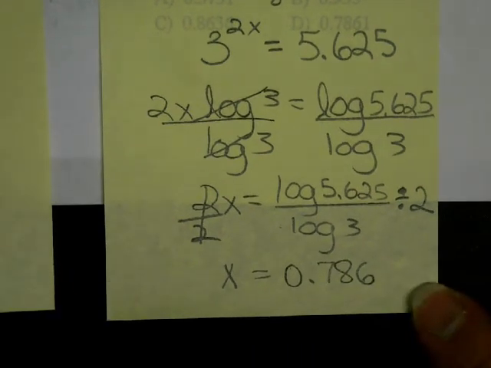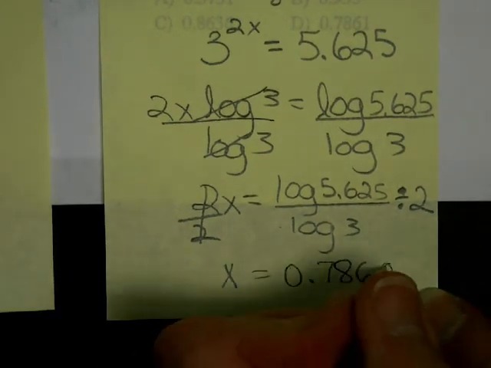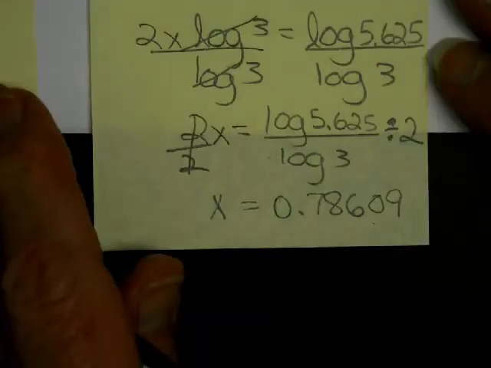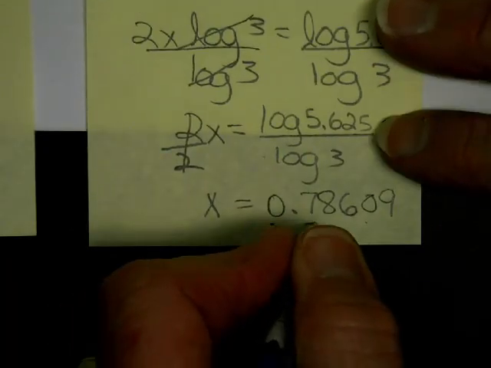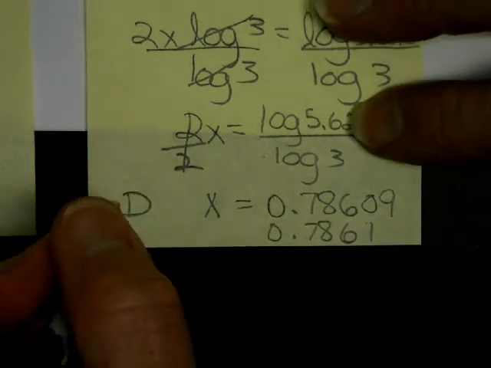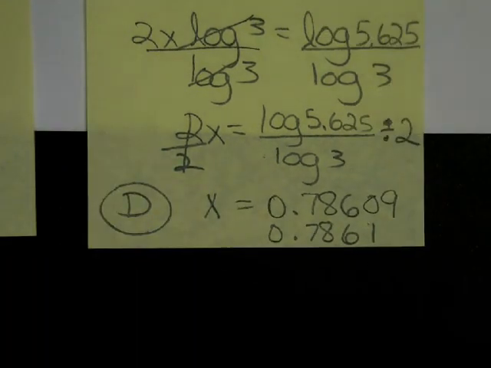Oh, divided by 2. There we go. Am I still on the screen? Just barely. I have 09, so it would round to a 1. 0.7861, letter D.